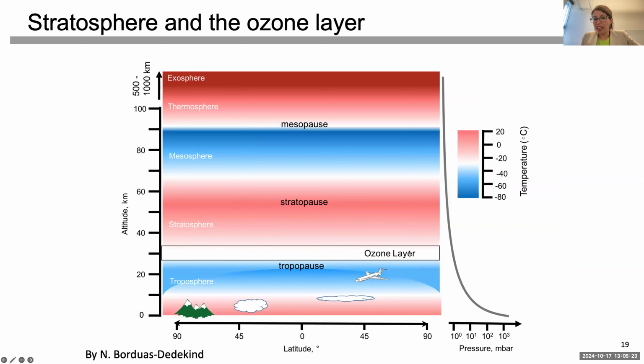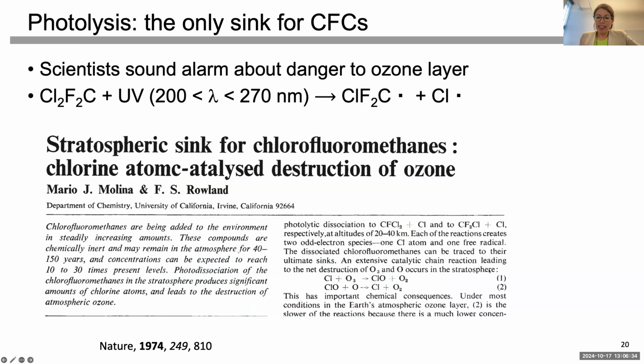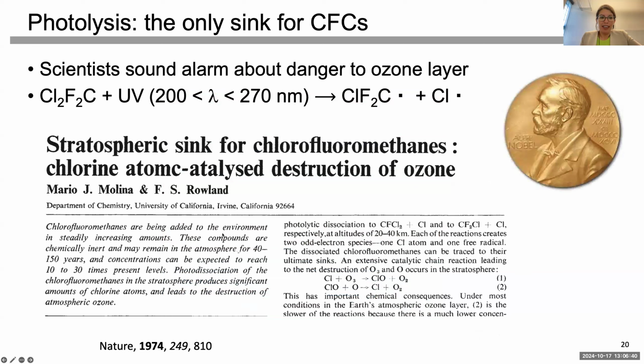And these molecules were then going to the ozone layer and interacting with the ozone layer and destroying the ozone layer. And that was identified by Mario Molina and Sherwood Rowland in 1974. And they got the Nobel Prize for this discovery.